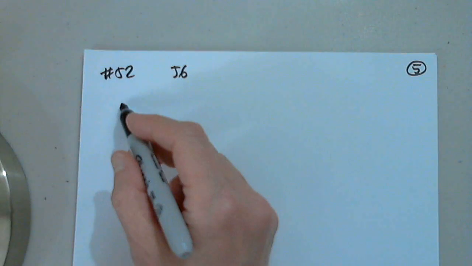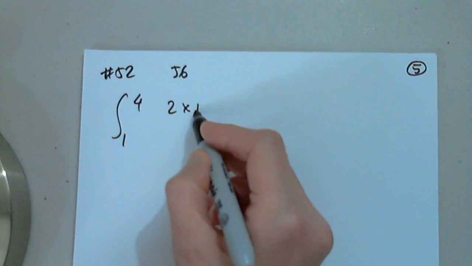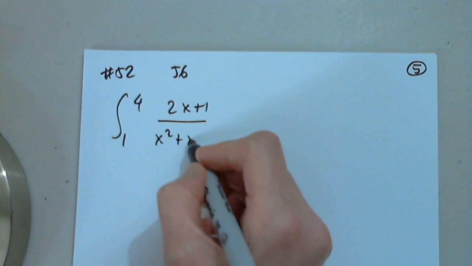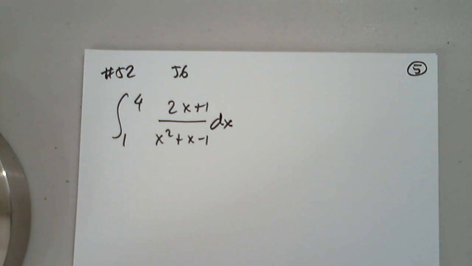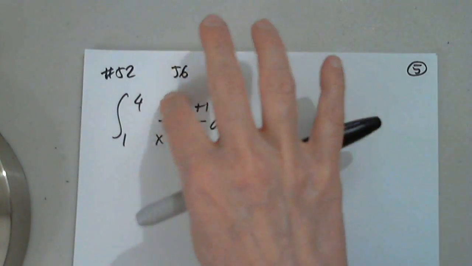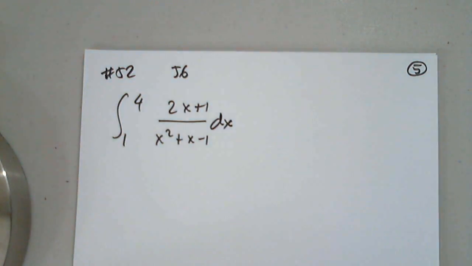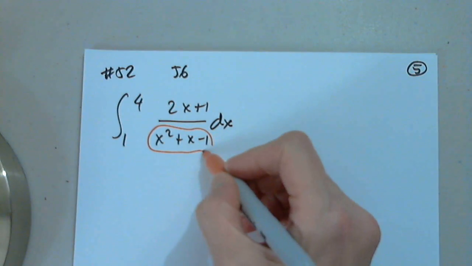Let's start with 52. So the integral from 1 to 4 of (2x plus 1) over (x squared plus x minus 1) dx, of course. Good. So where do we look at this function? This is the function, this is the x, and this is the integral from 1 to 4. Do we look at the numerator or the denominator? Yes, the denominator is the problem. Awesome. So can I get rid of it somehow?